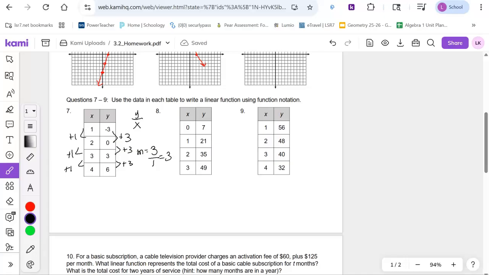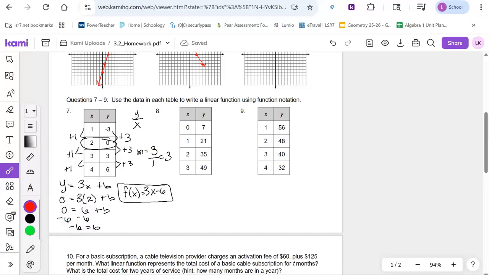Then I have to find a point to plug in for y equals 3x plus b to solve for b. So I'm going to use this one right here, 2, 0. So 0 equals 3 times 2 plus b. 0 equals 6 plus b. So I'm going to subtract 6 from both sides. So negative 6 equals b. So my function is just going to be f of x equals 3x minus 6.